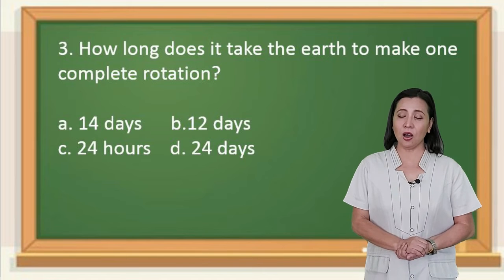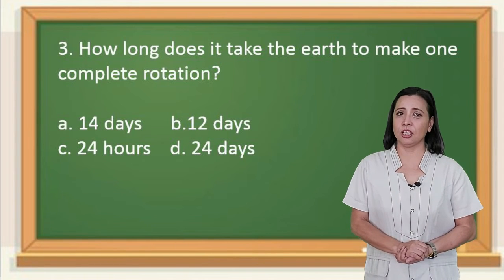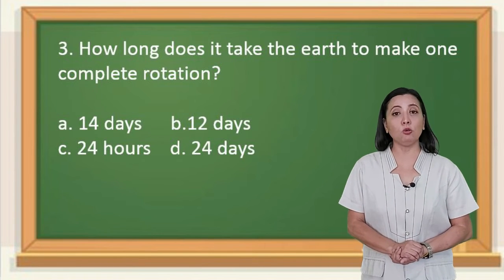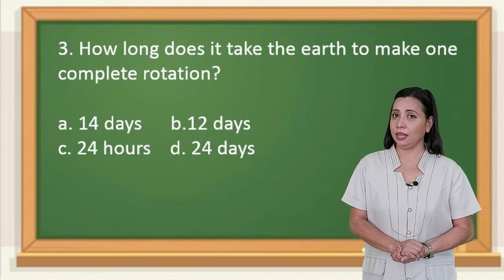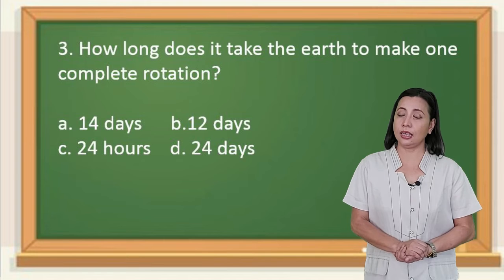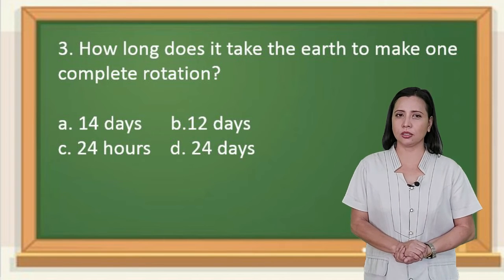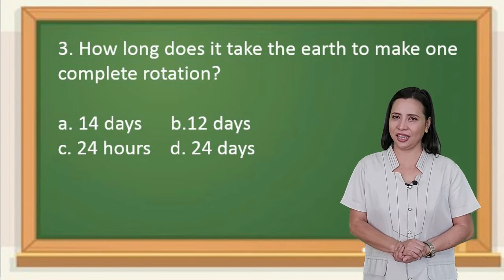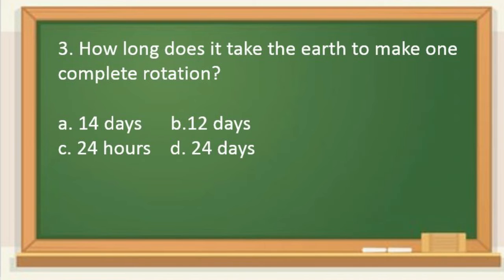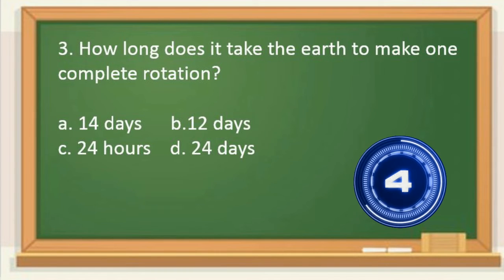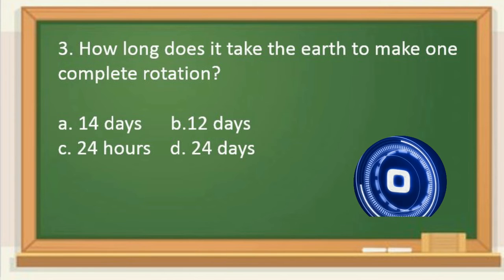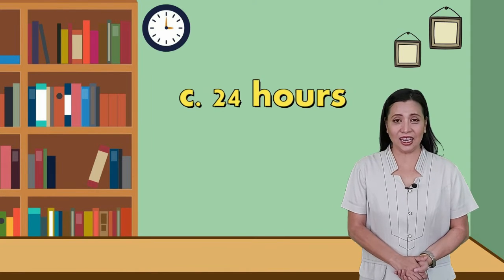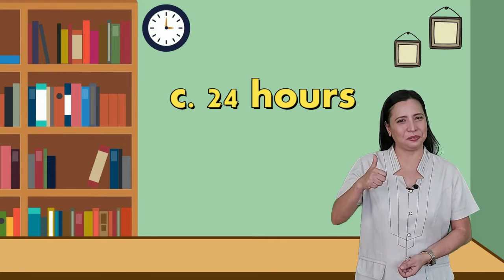3. How long does it take the Earth to make one complete rotation? A. 14 days. B. 12 days. C. 24 hours. D. 24 days. C. 24 hours. Correct.